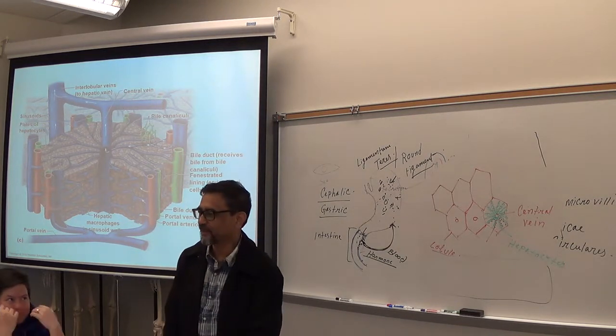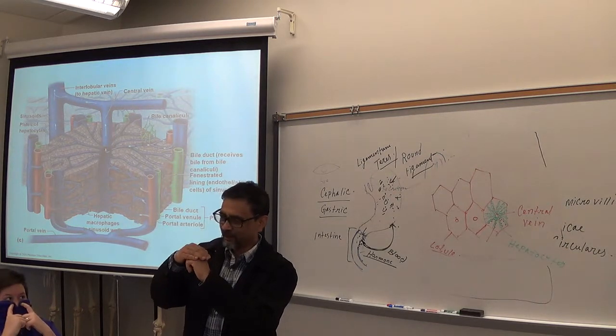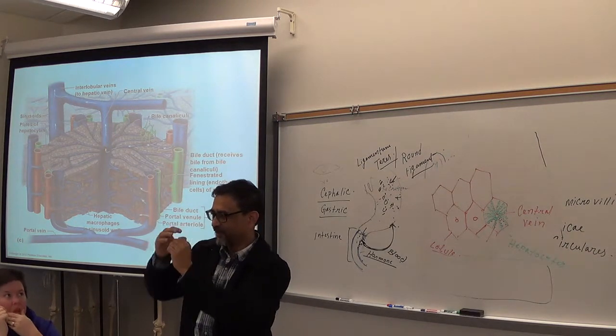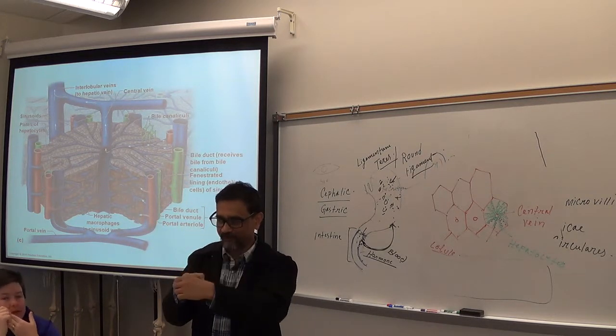You have seen in the case of the lung, the alveoli, right? Each alveolus has a capillary bed on the surface, right? So here you see each cell has canaliculi.